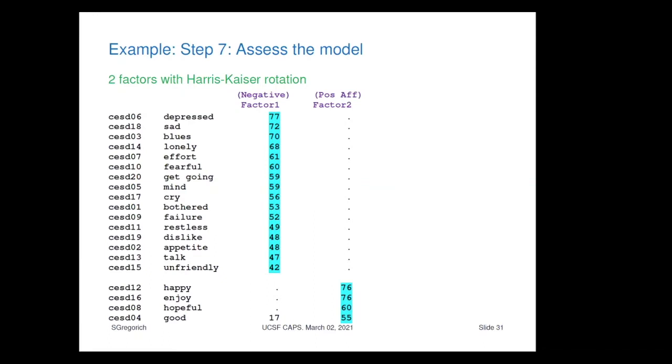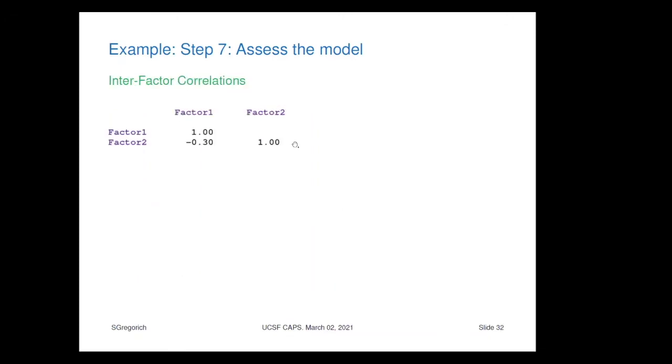And so what we get is this large negative factor, all the negative kind of symptoms, and then there's a smaller positive factor with the positive items. And if we look at the interfactor correlations, they're negatively correlated, which makes sense, because if you're feeling good, you should not be feeling as down.